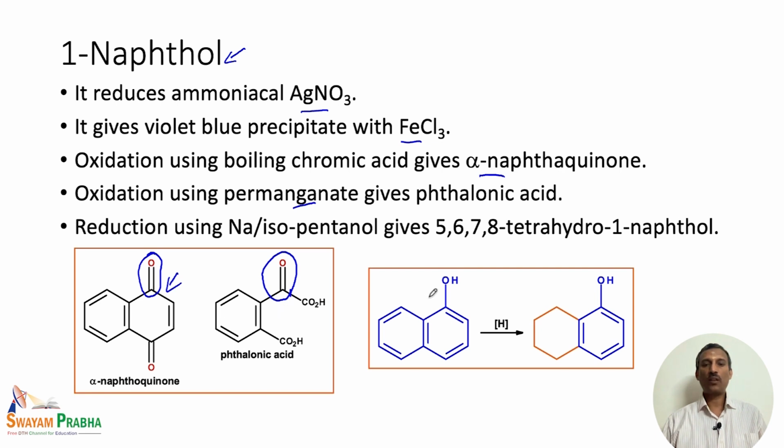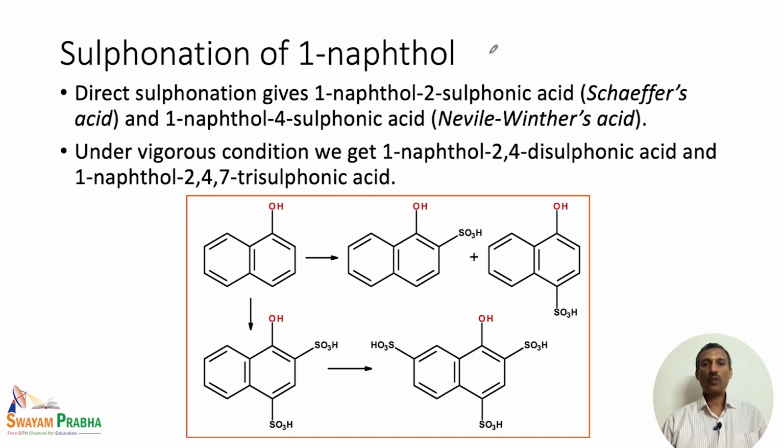And when we carry out the reduction of the naphthol, that is hydrogenation of naphthol, we end up with a 5,6,7,8 tetrahydronaphthol. So, here again the ring where the substitution is not present undergoes reduction. And if you look at the sulfonation reaction, the sulfonation of 1-naphthol gives various products. So, if we simply sulfonate 1-naphthol under dilute conditions, the direct sulfonation leads to, here is the 2 substitution, here is the 4 substitution. So, we end up with the 2 product, that is the 1-naphthol 2-sulfonic acid, which is called Schaeffer's acid, or the 1-naphthol 4-sulfonic acid, which is Neville-Winther acid. So, these are the 2 products that are formed by the direct sulfonation of naphthol.